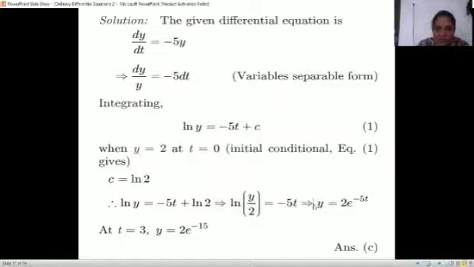This is the required solution we can say. And then it is asked that t is equal to 3. So put t is 3 in this equation. So we get y is 2 into e raised to minus 15 is the answer. So correct option is C. And we can also go by LDE, we'll get the same answer, where c1 will be 2 and it is e raised to minus 5 into 3. So we get the same answer.